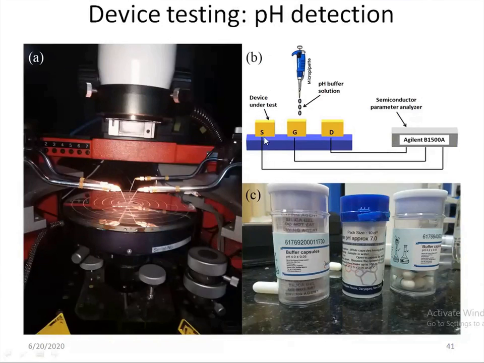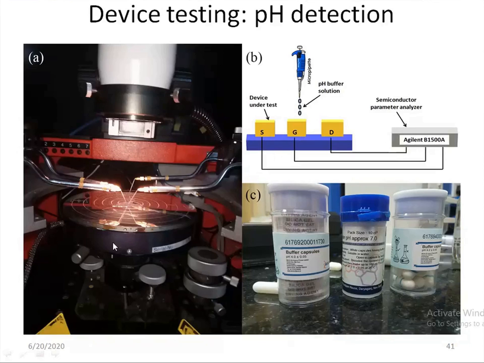Now we have this device with the source, gate and the drain. So we introduce this pH solution onto the surface of the device. You can use a gated or a gateless device for this. Even when an Al2O3 surface is present, it will give higher sensitivity. So we have attached the device to an AlGaN parameter analyzer.